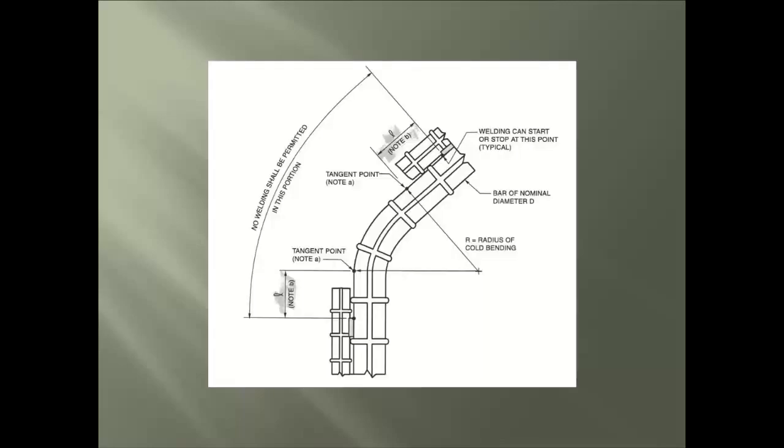Here we cover a term that many find difficult to explain, and that is the tangent point on a bar. Here we see the figure from the D1.4 code, which states that a weld must start or stop prior to the tangent on the bar. So I ask, if you don't know what the tangent point is, how will you know it's done right? The tangent point is the location where the bar starts or stops the radius of the bend.